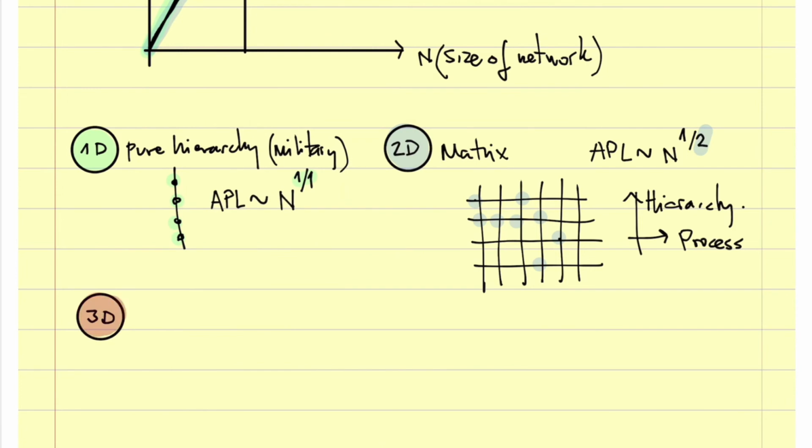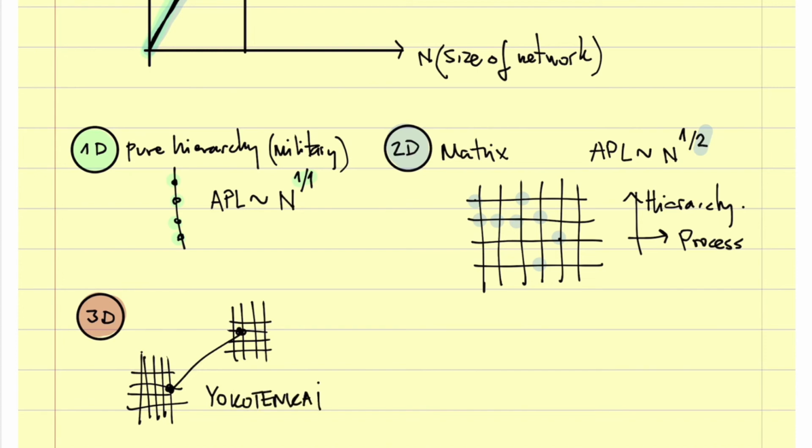And this is where companies are struggling right now. You can get, let's say, a factory in Taiwan to have a matrix organization, and another factory in Germany to have a matrix organization, and then just transfer information from one factory to the other. And this is what the Japanese call Yoko Tenkai. Okay, this is the standardization procedure.